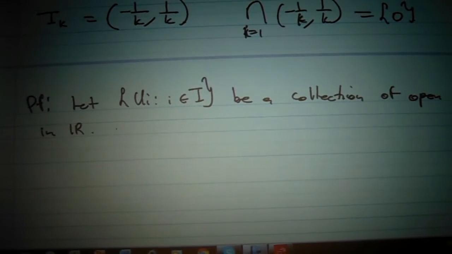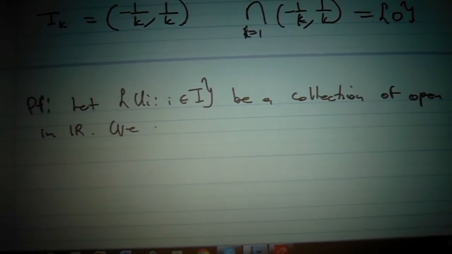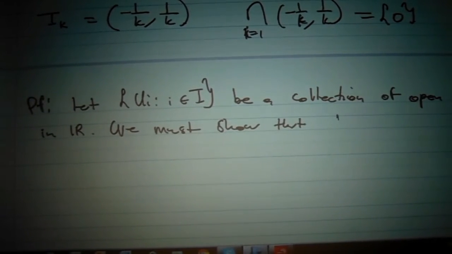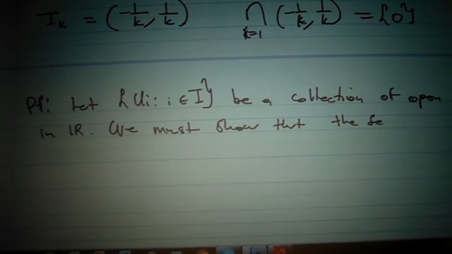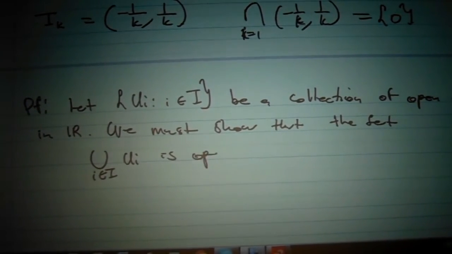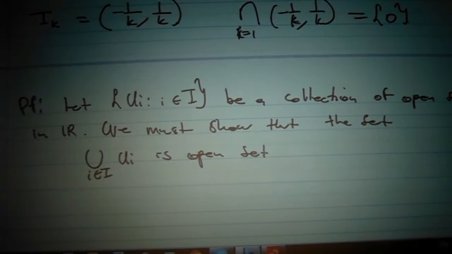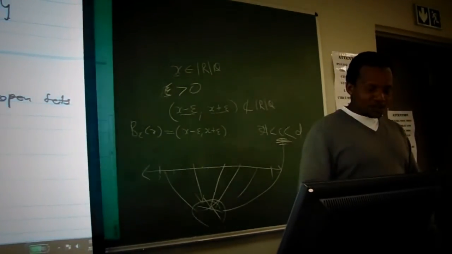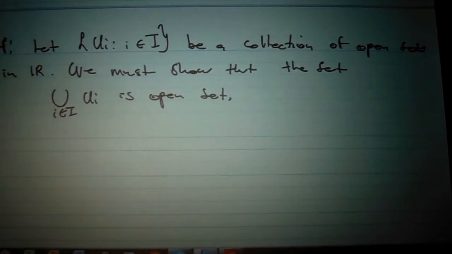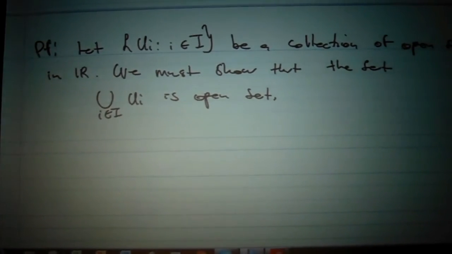Right. So we must show that the union over i in I of U_i is an open set. This is what we want to show. You start with that collection of open sets, and then you want to show that if you take the union of this, this is also an open set. So, who can suggest how we are going to go about this proof?